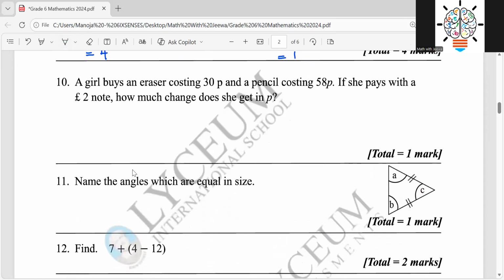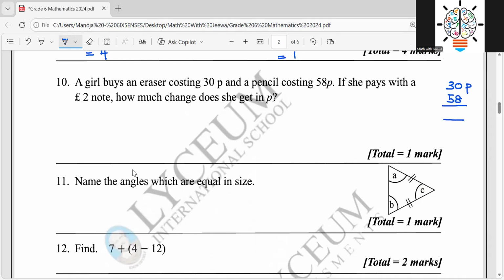A girl buys an eraser costing 30 pence and a pencil costing 58 pence. If she pays with a £2 note, how much change does she get? Right? So then you can add the cost of the pencil and the eraser, 30 pence and 58 pence. When you add them together, it gives me 88. How much has she given to the shop owner? £2. £2 means, children, 200 pence.